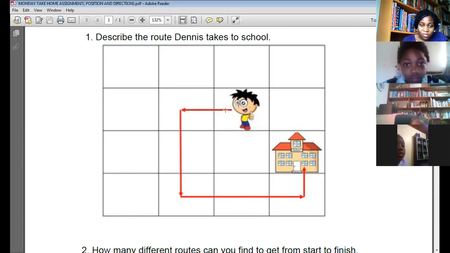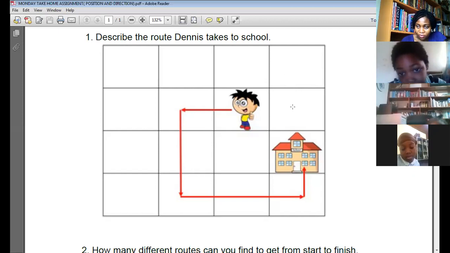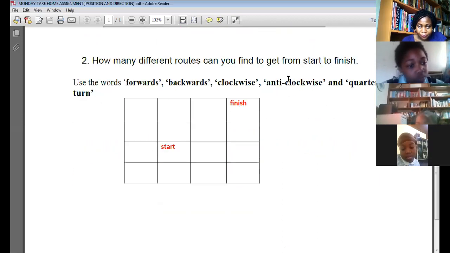So you start with this first arrow. So you tell me where this arrow is going. So maybe if he's moving backwards, you say, okay, so Dennis moves backwards. Then maybe he turns left. He moves 2 squares straight. I want you to use the vocabulary: backwards, forward, up, down, left, and right. Is that okay? So use the vocabulary to explain the direction of Dennis.